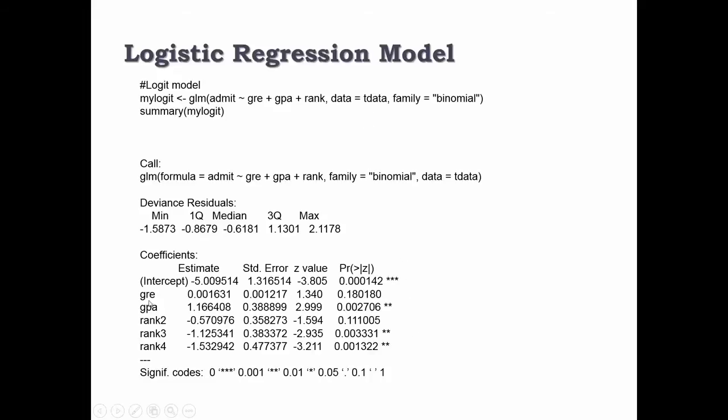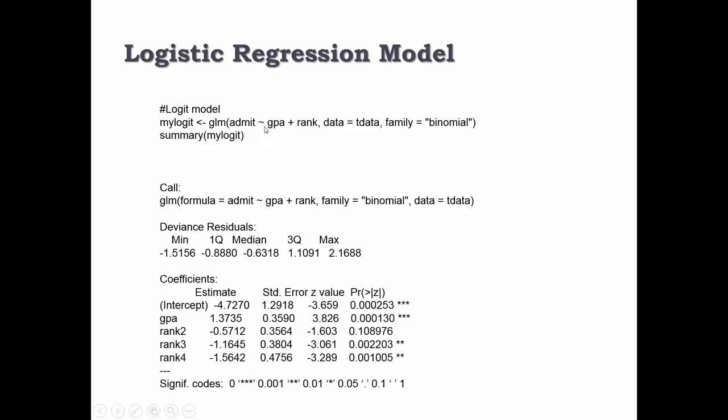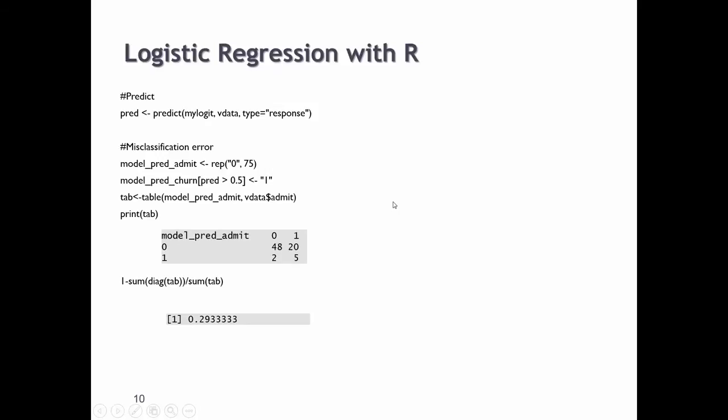What we can do now is take out GRE because that is not statistically significant. So I will remove GRE on the next slide and rerun the model. So you can see there is no GRE. And then this is my final model because now I have significant variables in the model. So once we do that, then we can do prediction. And I'm storing results of prediction in PRED. And I'm doing the prediction using my logic model that we developed on the last page. And I'm doing prediction for the validation data set, so I'm using V data.